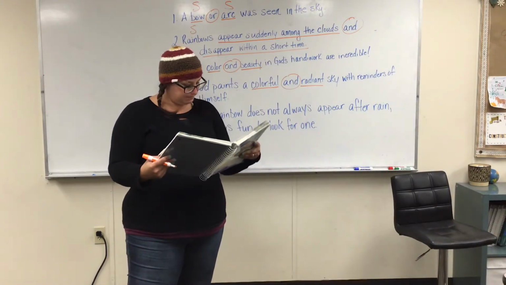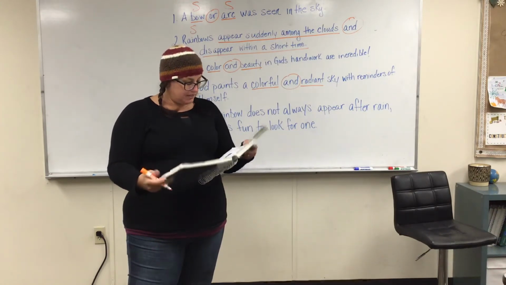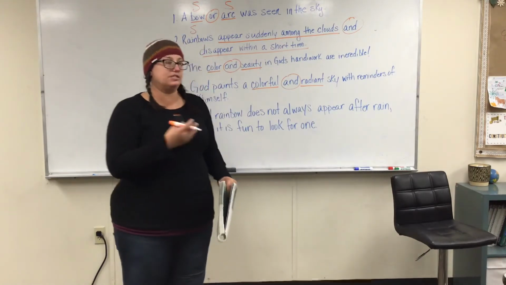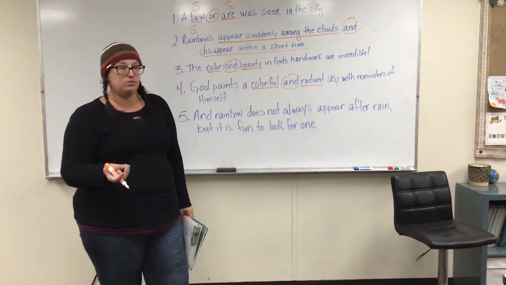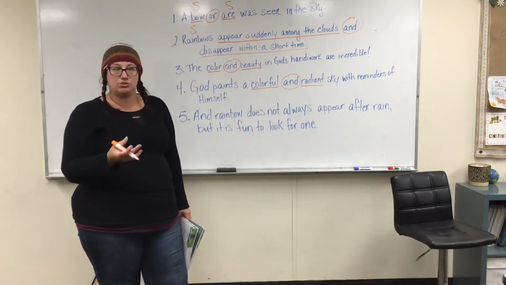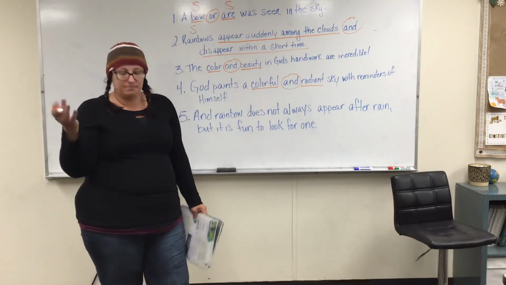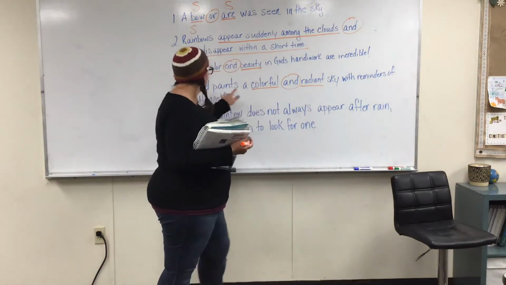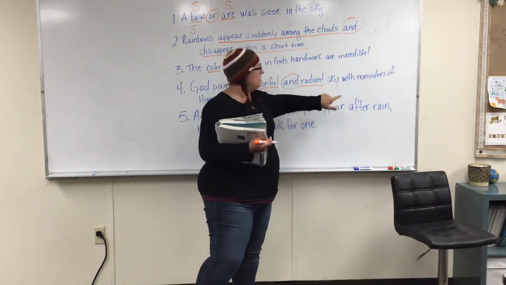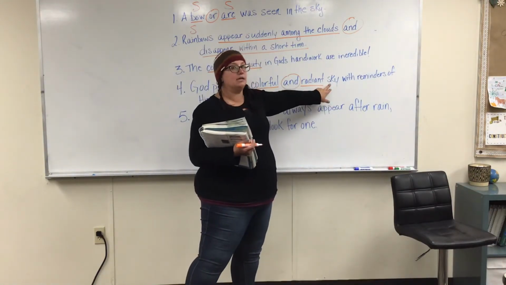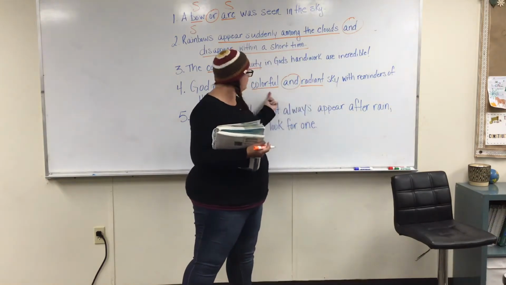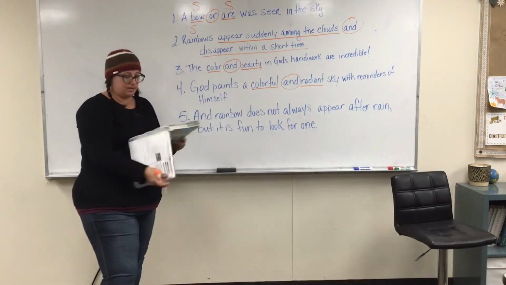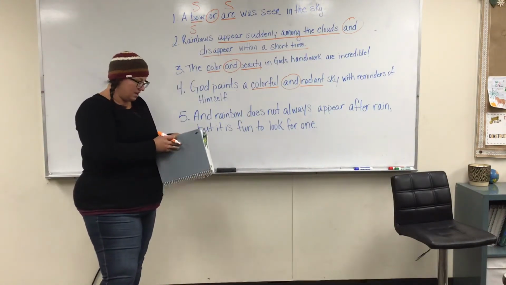Let me just say, some of the things that you can join are adjectives and adverbs. So adjectives are things that describe a noun, and adverbs are things that describe the verb, the predicate, okay? So if I took these away, it would make sense. God paints a sky, right? This is our direct object. That's what he's painting. But what kind of sky? Colorful and radiant, okay? So there's two adjectives joining the direct object.